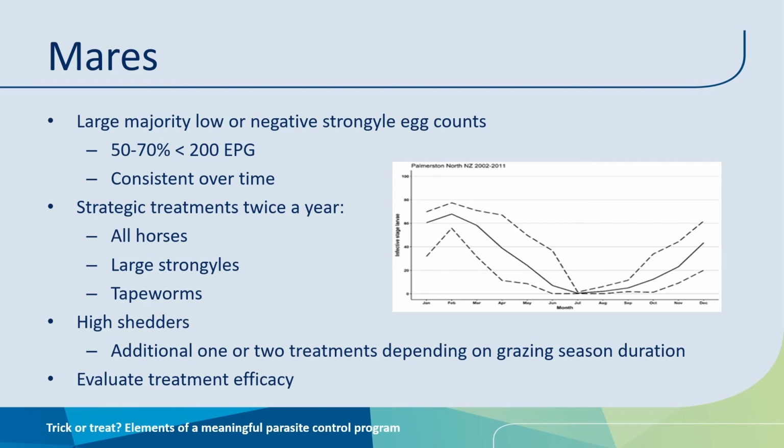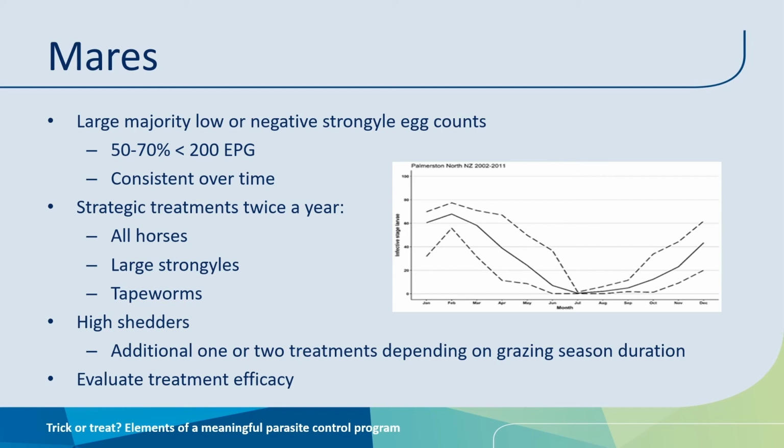So typically in a population of horses, adult horses, we see half to maybe two-thirds of the herd being below 200 eggs per gram at any point in time, and we see this pattern being consistent over time. And so what we recommend is to strategically treat all horses twice a year, spring and autumn. And the purpose here is to not really necessarily control the small strongyles, because they're always going to be there, but we want to keep the large strongyles away.